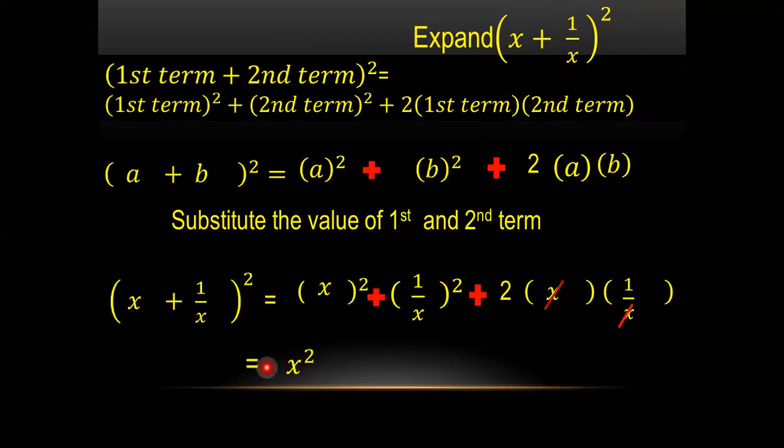X square is x square. 1 over x whole square means the square of 1, which is 1, over the square of x, which is x square. And because they were cancelled and we are left with only 2 multiplied by 1, here we will have only plus 2. So our answer is x square plus 1 over x square plus 2. Right? So I hope it is clear.